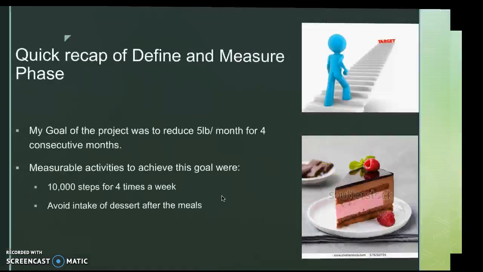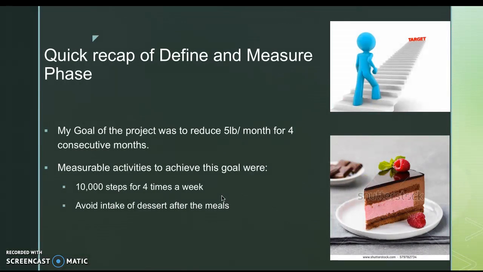So, starting with a quick recap on my define phase. My goal for the project was to reduce 5 pounds per month for 4 consecutive months. The measurable activities I decided on to achieve my goal were walking 10,000 steps 4 times a week, and avoiding dessert after meals. So let's see how I did in this project.